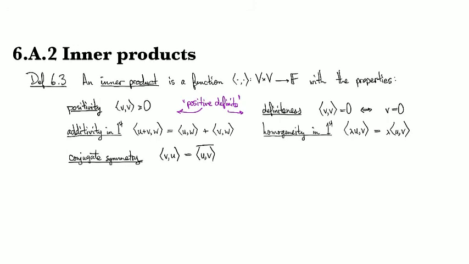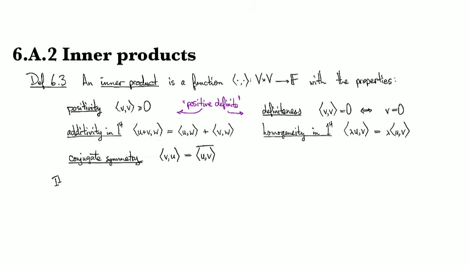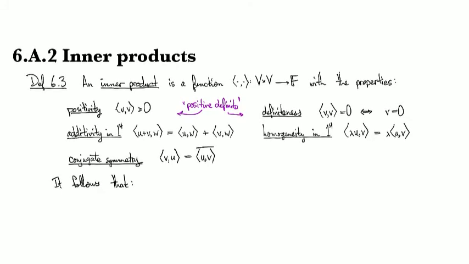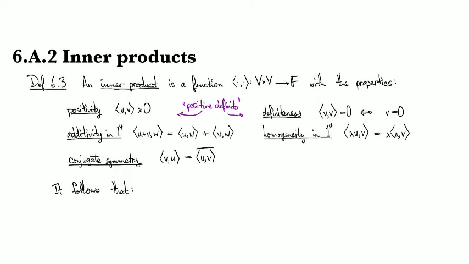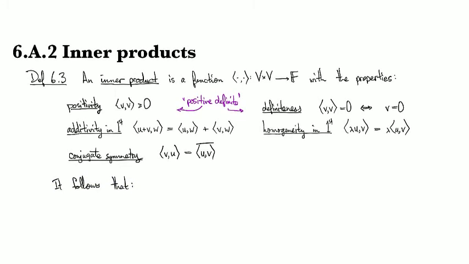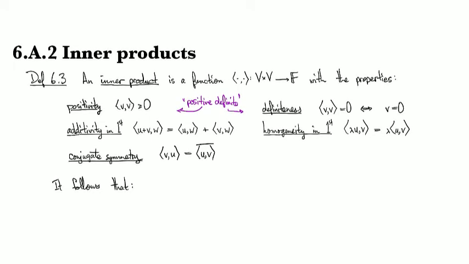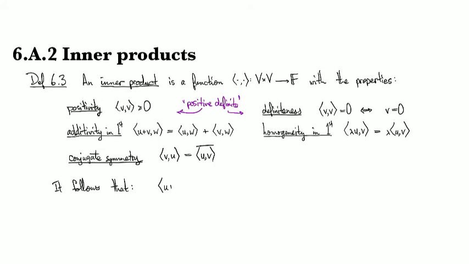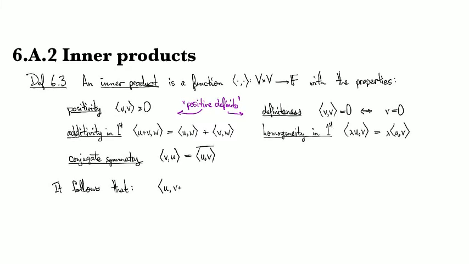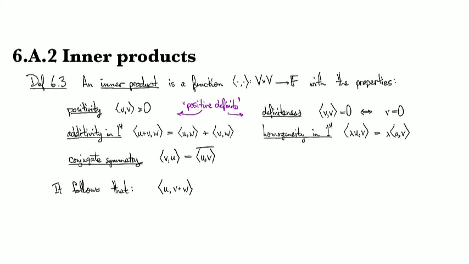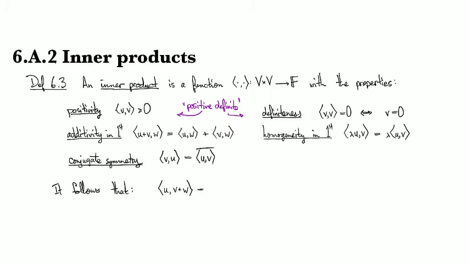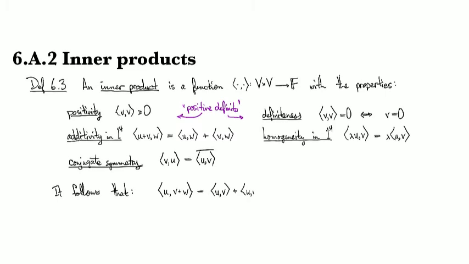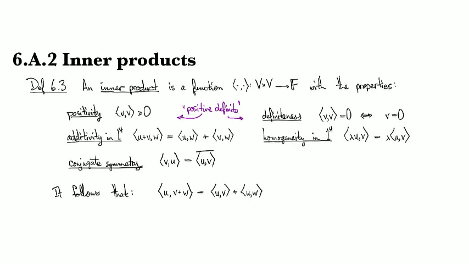So now, combining the bits and pieces of this definition, we have a host of immediate consequences. For instance, if we have the sum taking place in the second coordinate, we see that it's also additive over there. So the inner product of U with V plus W is going to be equal to the inner product of U and V plus the inner product of U and W. This is like a distributivity property, sort of, right?